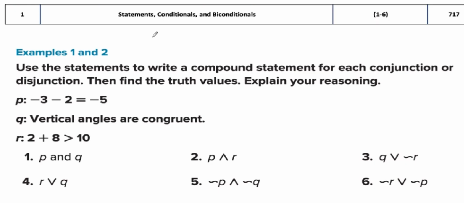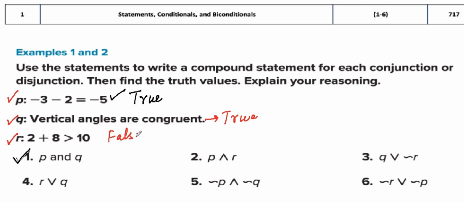What is the meaning of P and Q? Firstly, you can see which statements are true and which are false. -3 and -2 is -5, which is true. Vertical angles are congruent, that is also true. A statement can be false or true, but these two, P and Q, are both true. Is 2 plus 8 greater than 10? This is false, because 2 plus 8 equals 10, not greater than 10.